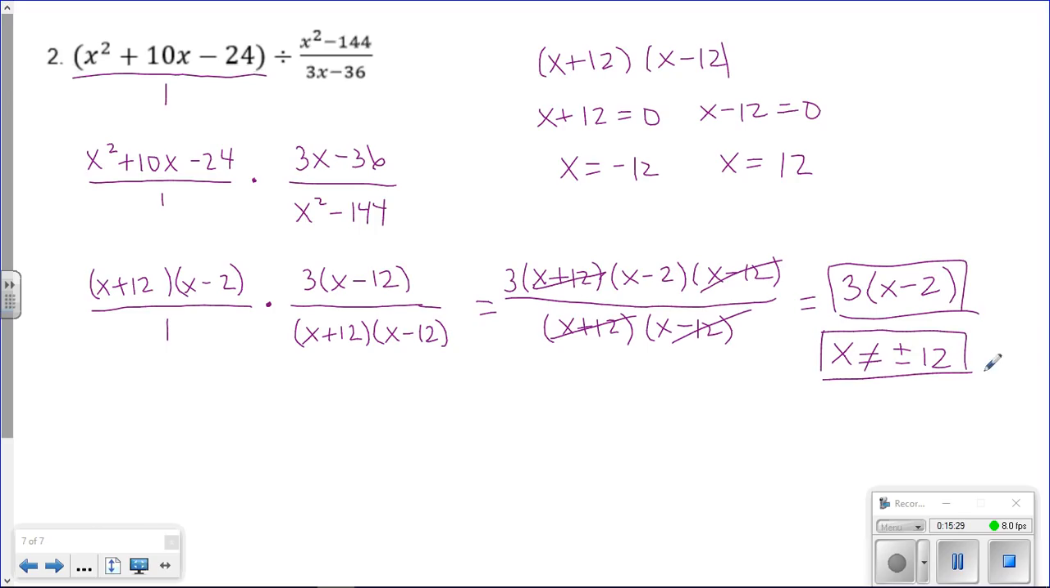So make sure on your assignment portion that you actually do that restriction part. What can it not be? And again, you do that before you get to the final answer. So you're going to go back here and say, okay, what's in the denominator? Set it equal to 0, and then those are the things that x cannot be.